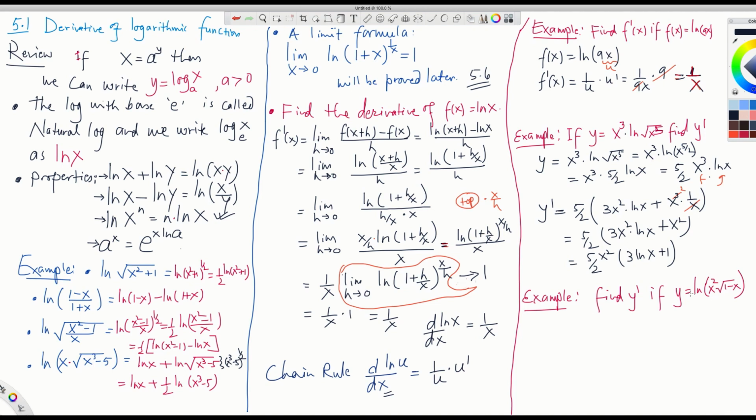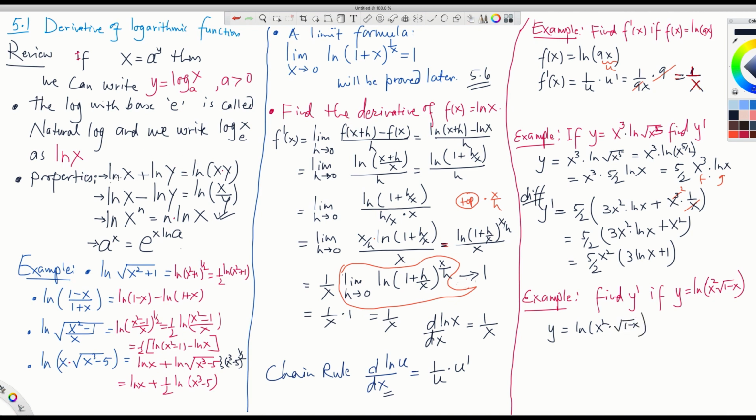Okay. How about this? The last example on this page is find y prime if y equals the natural log of x squared times root under 1 minus x. Let us simplify this. Before I differentiate, I simplified and wrote it in a simple form earlier. I want to do the same thing here. Basically, y is given as natural log of x squared times root under 1 minus x. Can we simplify this?